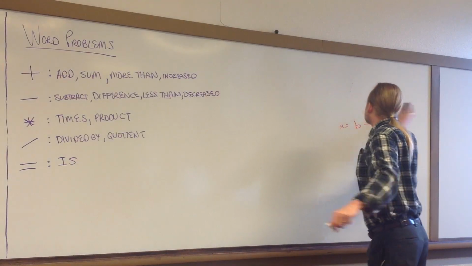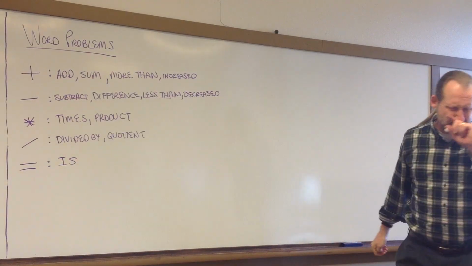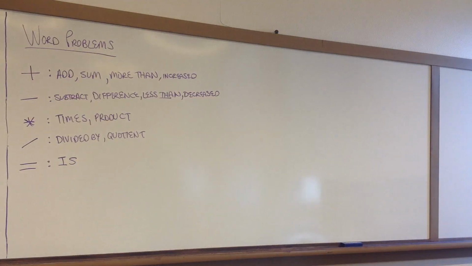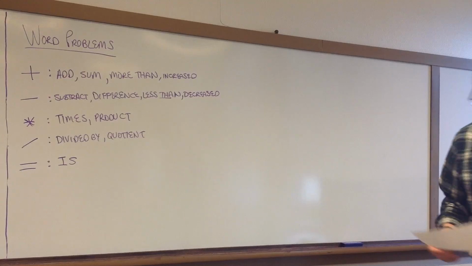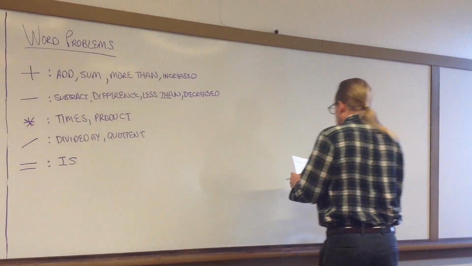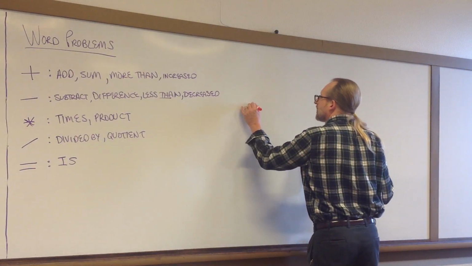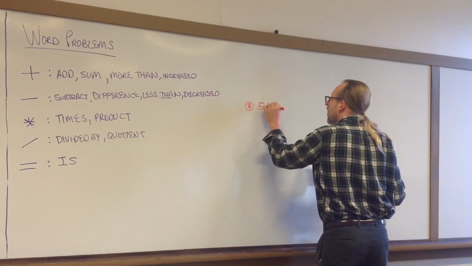All right. Now let's go back and pick up where we left off here with problem 8. 5 less than 9 times a number. Okay?